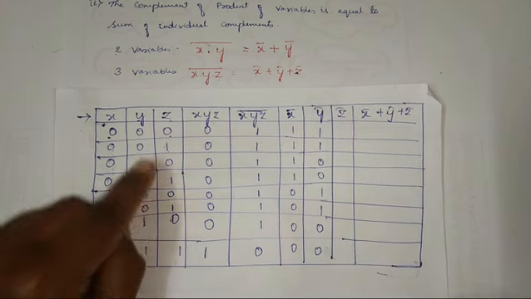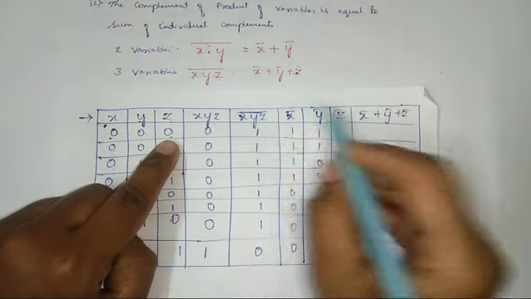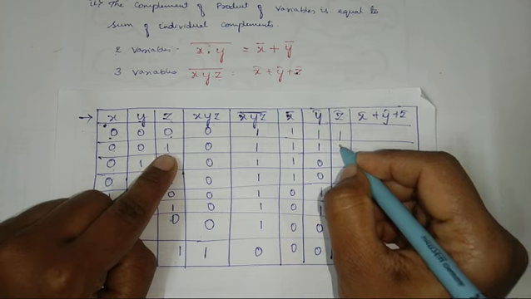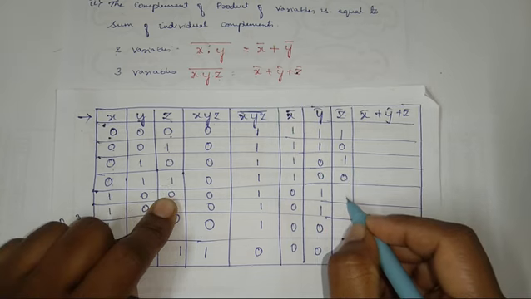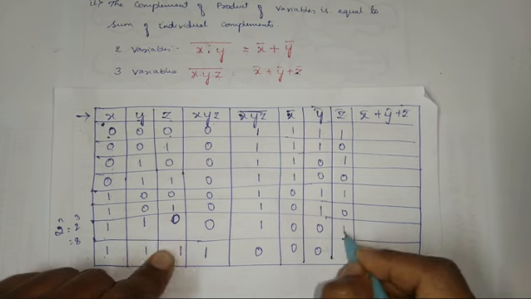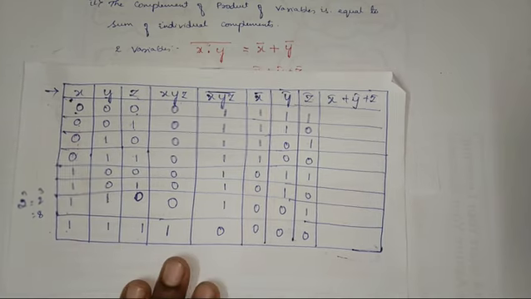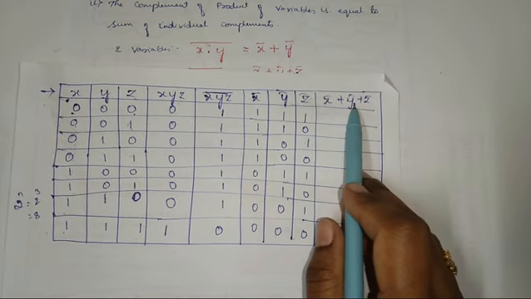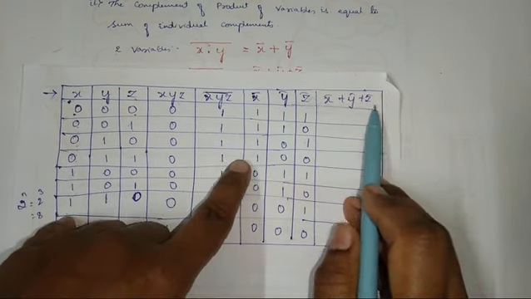Next, z is there. For z, the complement is z bar. So it is 1, 0. For 0, it is 1, 0, 1, 0. Okay. For 0, it is 1. For 1, it is 0. Next, what we have to do? We have to perform the OR operation, x bar plus y bar plus z bar.